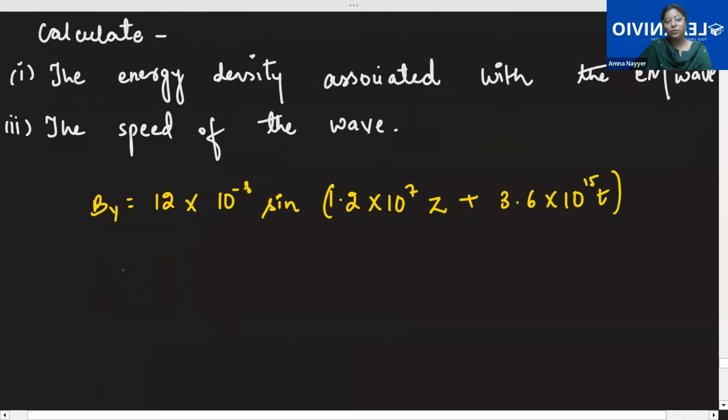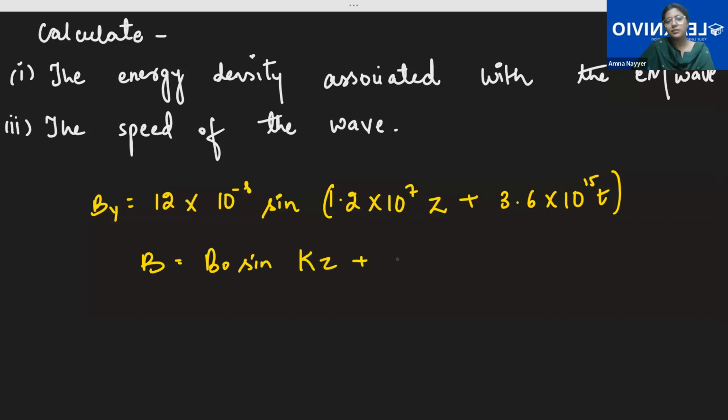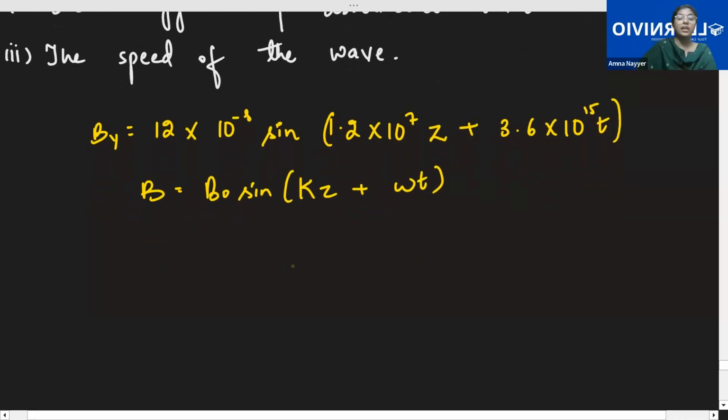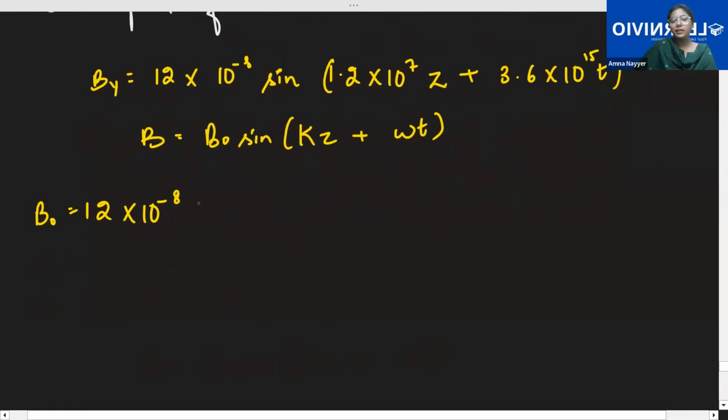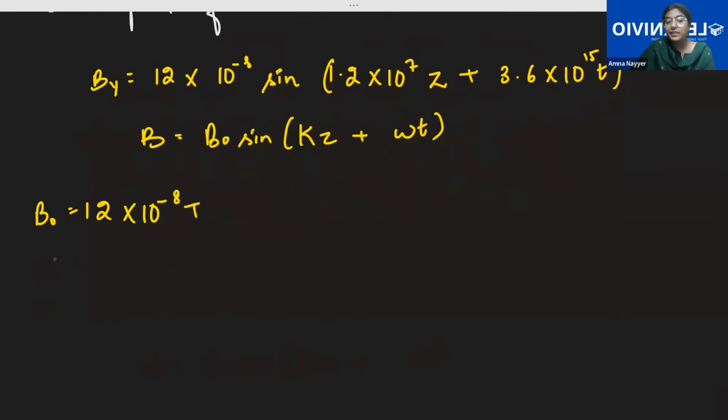Now you should know the actual equation also, which we use. B is equal to B naught sine of kz plus omega t. We have already discussed this equation. It says calculate the energy associated with the wave, the energy density. Now B naught you already know, 12 into 10 to the power minus 8 Tesla. Now, E naught is also needed for the energy density. In the last class only we have done that. So E naught can be calculated.